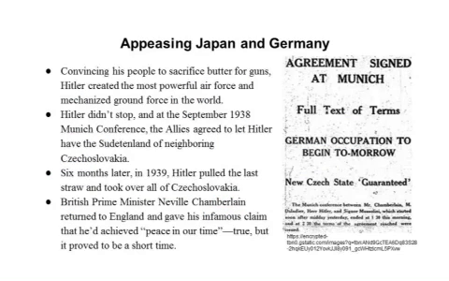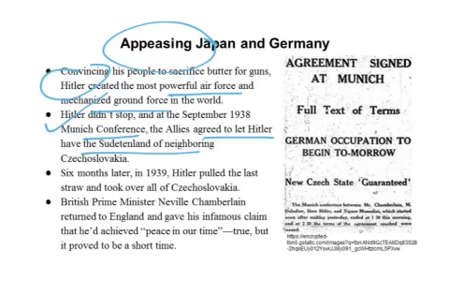Convincing his people to sacrifice butter for guns, Hitler created the most powerful air force and mechanized ground force in the world. Hitler didn't stop, and at the September 1938 Munich conference, the Allies agreed to let Hitler have the Sudetenland of neighboring Czechoslovakia, again appeasing him, in hopes that he would become tired and stop. 6 months later, in 1939, Hitler pulled the last straw and took over all of Czechoslovakia.